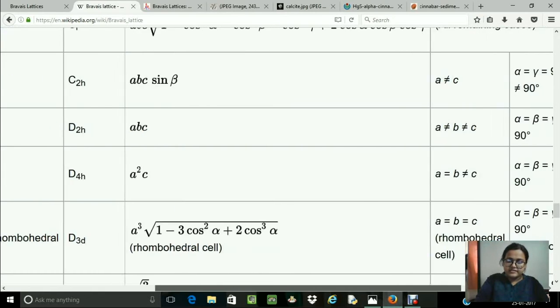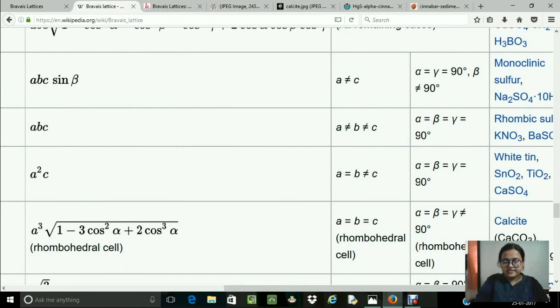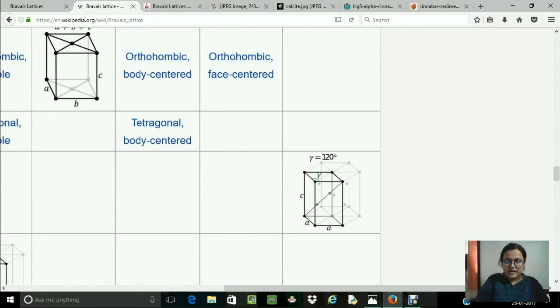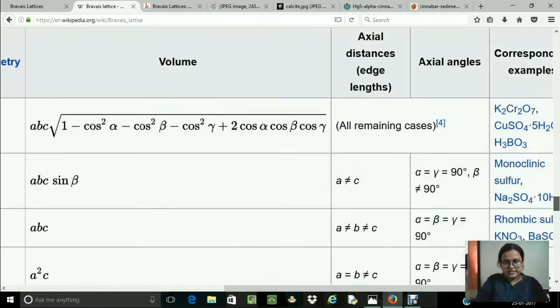Here A is the side of the rhombohedral cell, and alpha is one of the angles. The 3 sides A, B and C are all equal in a rhombohedral cell, and the angles are alpha, beta and gamma. Here alpha and beta are equal to 90 degrees, and the gamma angle is not equal to 90 degrees, and as we have seen earlier, the gamma angle is equal to 120 degrees.